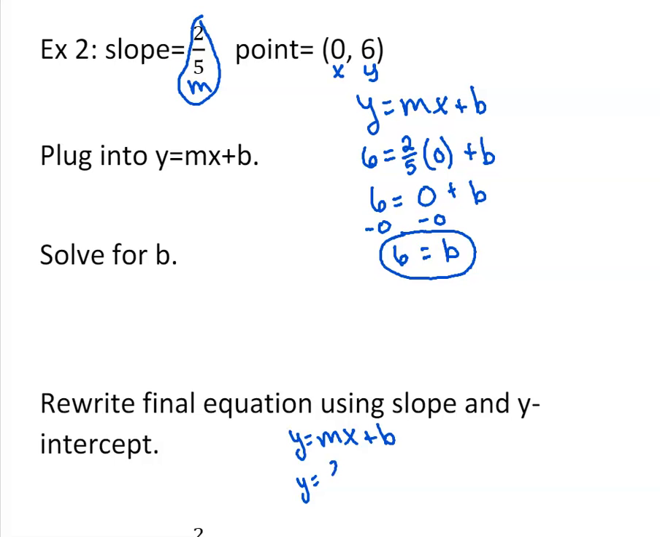So we're going to put in our slope, which was 2/5, and our b, which is 6. Make sure your equation always has the letters x and y in it, because you're able to plug in values for x and get out the y values, or plug in values for y and solve for the x values. That's the whole point of this equation, that you can find other points on the line.